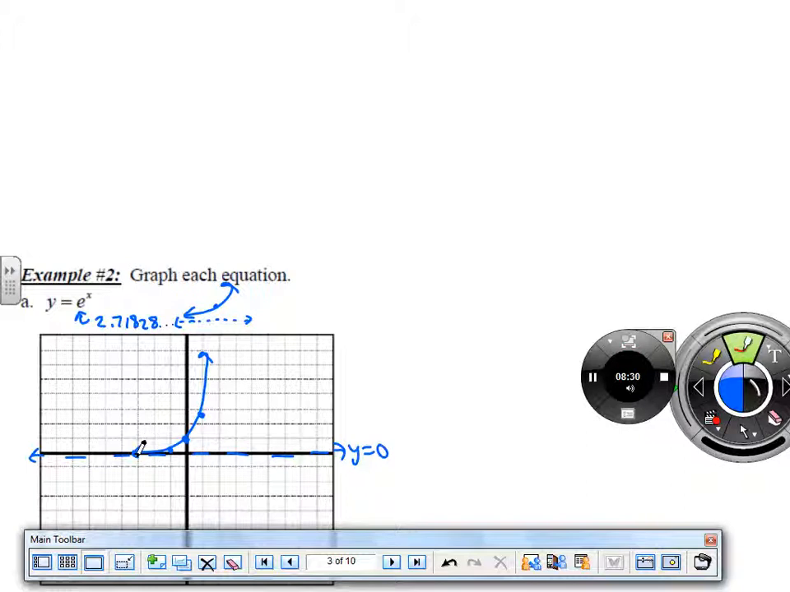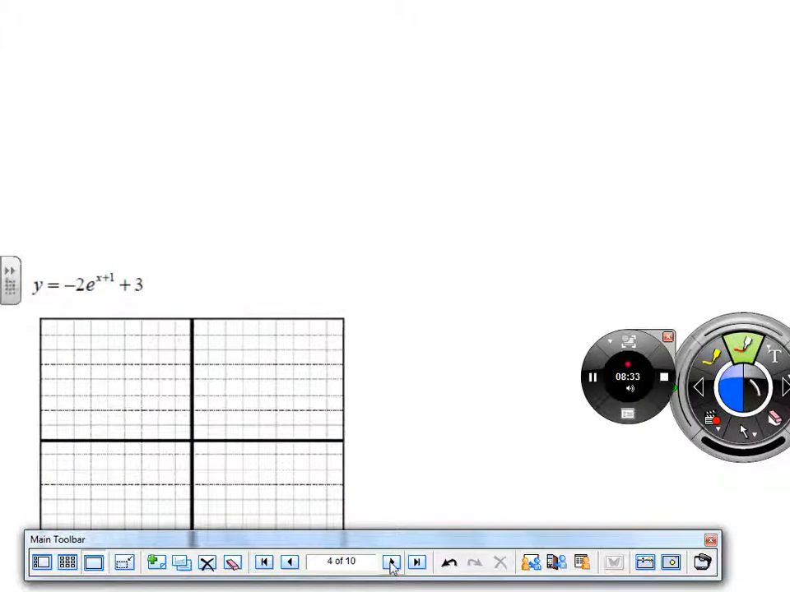So we'll see in the next problem, we're going to graph negative 2 e to the x plus 1 plus 3. Now remember, that means I want to take this basic graph. It had an asymptote at y equals 0, had a point at 0, 1, a point at 1 comma e, or 1 comma 2.718, and another point at negative 1 comma 1 over e, or negative 1 comma 0.3679.